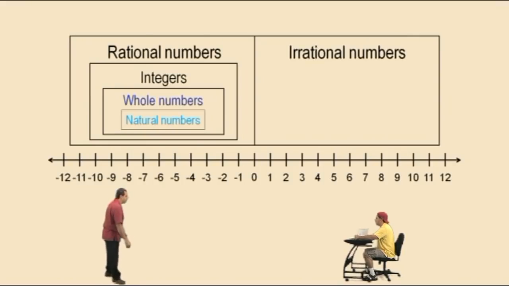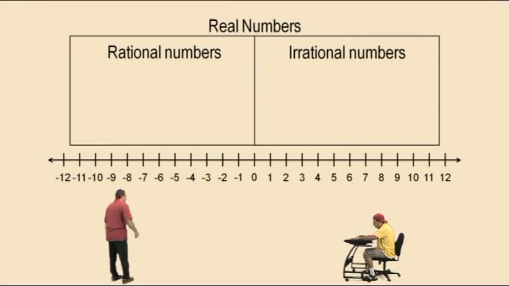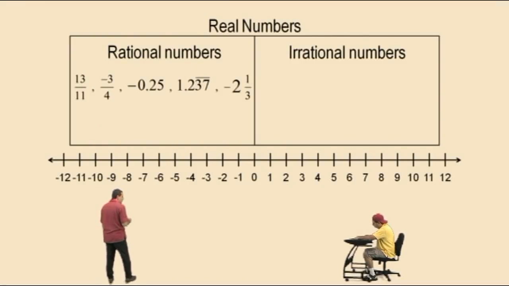Okay, so together, the rational numbers and irrational numbers make up the real number system. So within the set of real numbers are the rationals and the irrationals, right? And within the rationals are all these other groups: integers, whole numbers, and natural numbers. Okay, so let's look at some actual numbers here. Let's define some rational numbers and some irrational numbers.